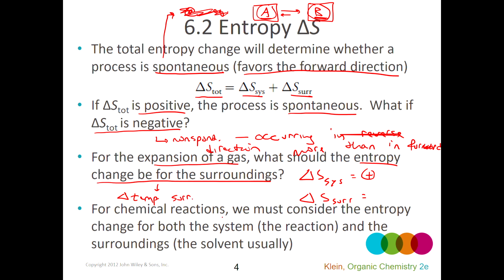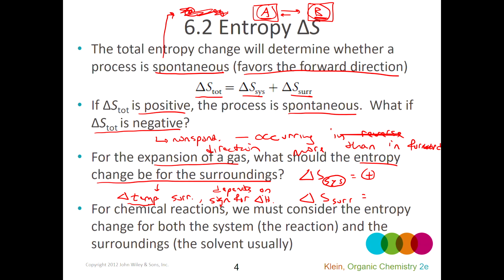The system is always defined as the particles that may be breaking or forming attractions. So you shouldn't be breaking or forming attractions in the surroundings. There shouldn't be any change in the structure of the molecules or the state of matter, probably, in the surroundings. The only thing that's usually happening in the surroundings is the temperature might be going up or down, and that would depend on the sign for delta H.